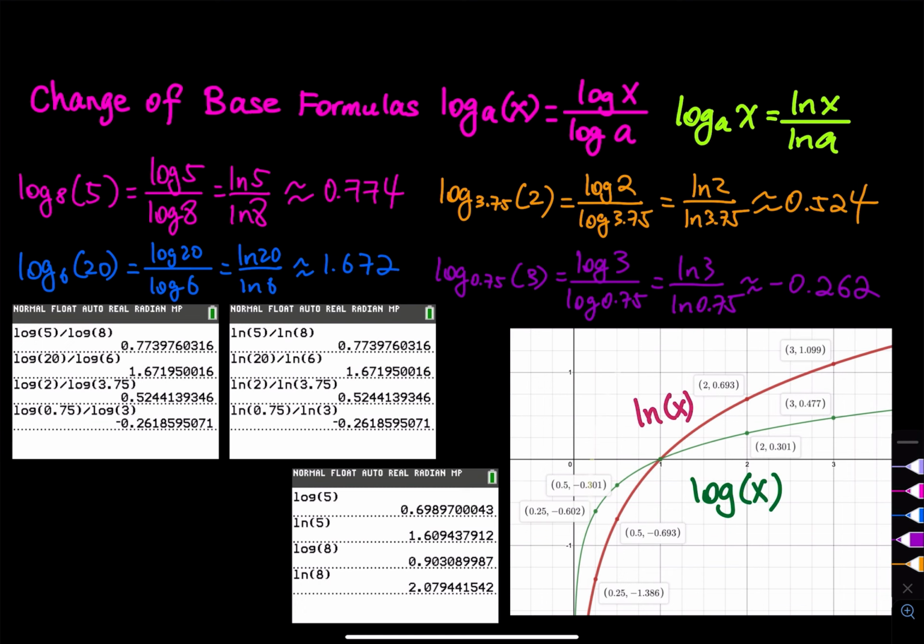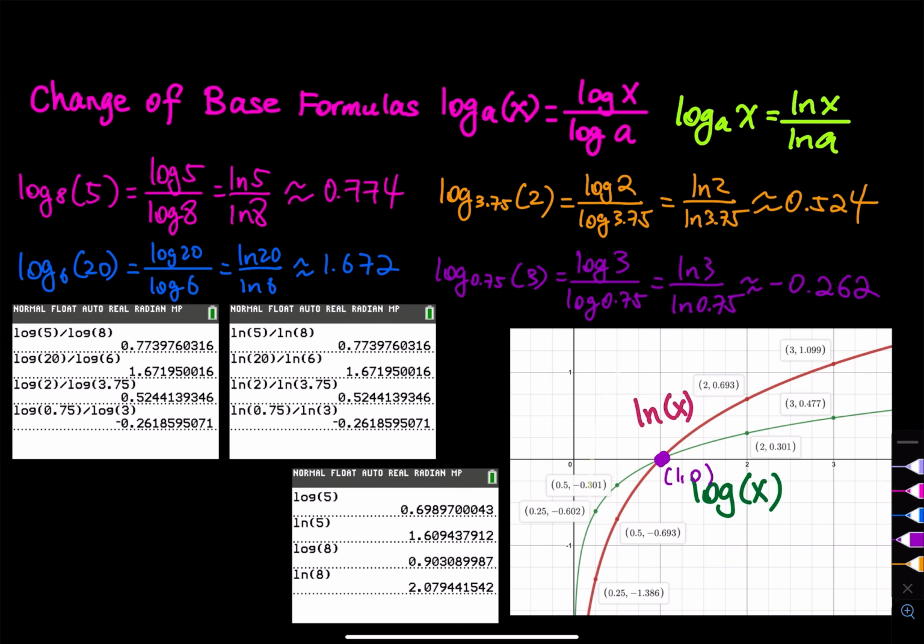And when do they equal? They are only equal to each other at the x-intercept, which is when x is equal to 1, y is equal to 0. Log of 1 is equal to 0, ln 1 is equal to 0. Other than this point, the log and ln are totally different.